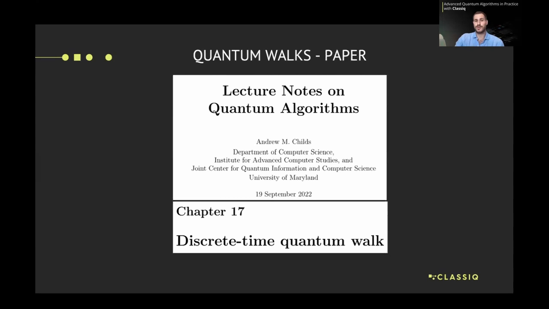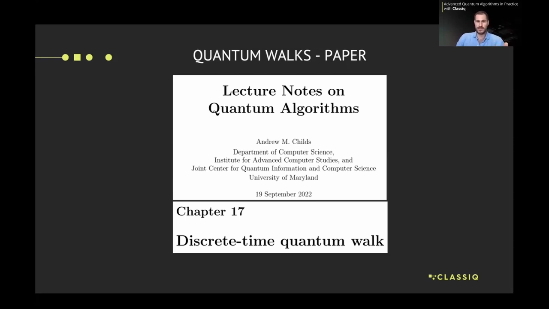So what we're going to cover is the lecture notes on quantum algorithms by Andrew Childs, who is going to give a guest lecture later on. So this is really nice. And we're going to focus on chapter 17, discrete time quantum walk. The lecture notes accompany an advanced course that he gave on quantum algorithms. It's a graduate course, and he reviews on the high level the sub-framework of quantum walk that we are going to cover now. And this is what we are going to follow.